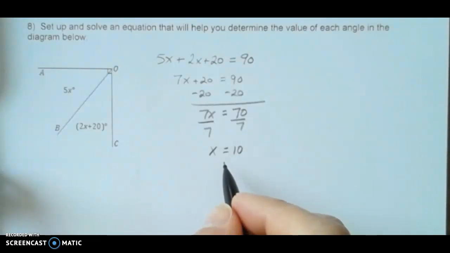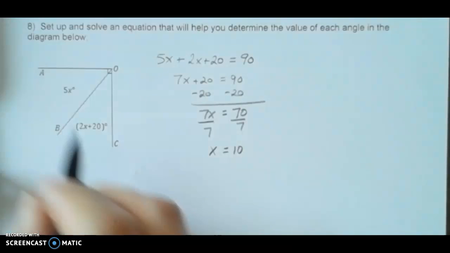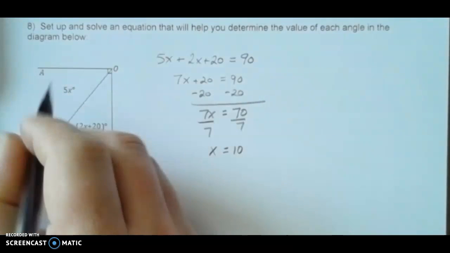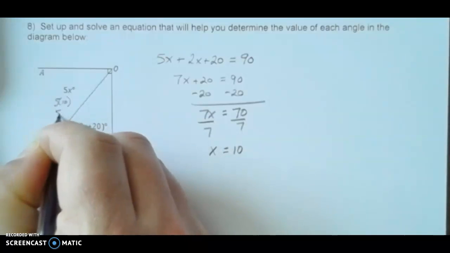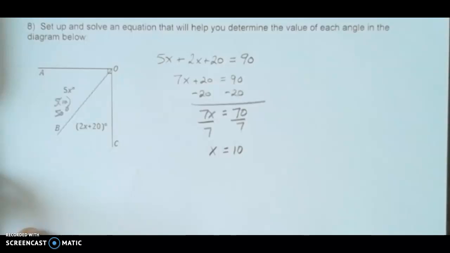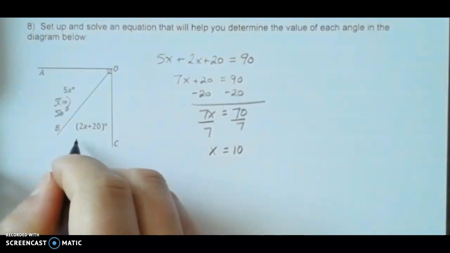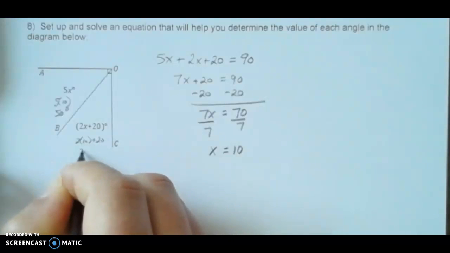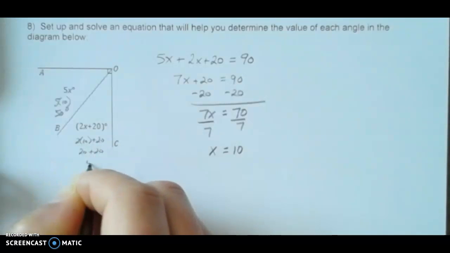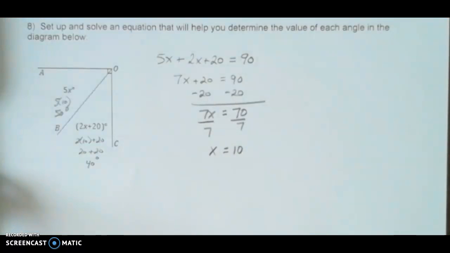Now in order to get the value of each angle, all right, we've got this angle here, 5x. All I have to do is 5 times 10, which I then know that this is a 50 degree angle. And to get my other angle, I'm going to do 2 times 10 plus 20. 2 times 10 is 20. Add 20 again, and this must be a 40 degree angle.